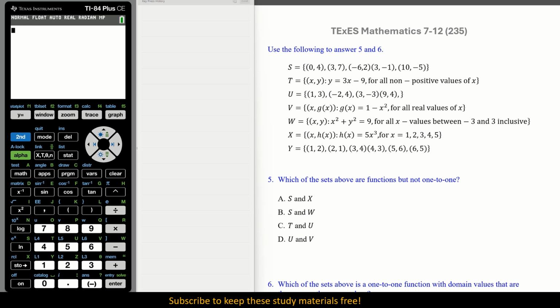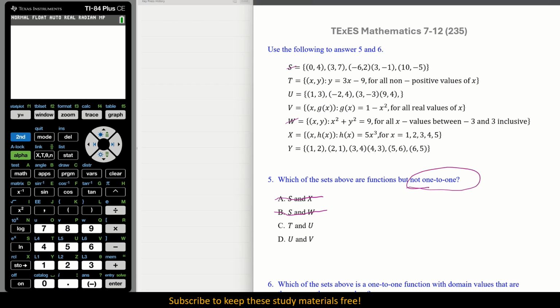Use the following to answer questions 5 and 6. Okay, number 5 says, which of the sets above are functions but not one-to-one? Okay, if you remember from the prior video, we discovered that S and W aren't even functions. So we're only going to look at functions for this one. So anything with S or W, it's not an option for this one. Okay, that leaves us with T, U, and V, and we need to see if they're not one-to-one.